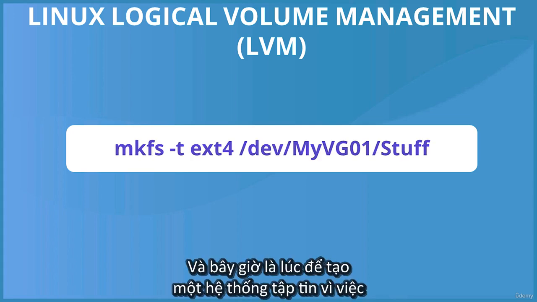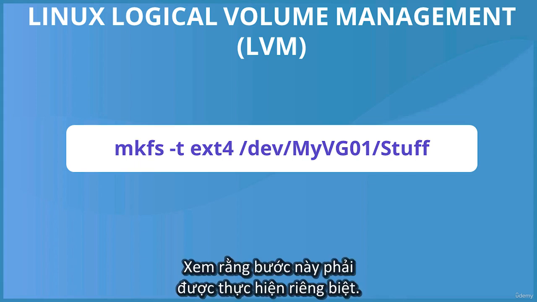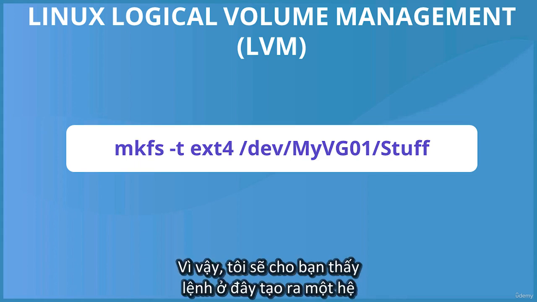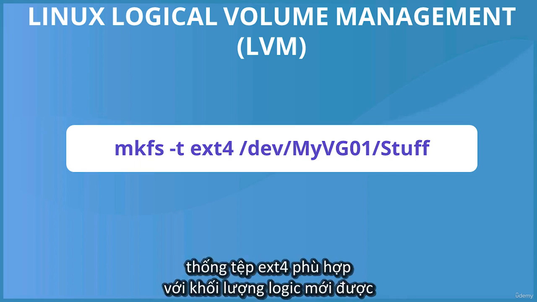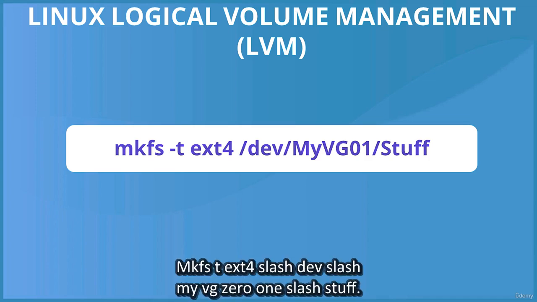And now it's time to create a file system, because creating the logical volume doesn't create a file system. That task has to be performed separately. I'll show you the command here that creates an ext4 file system that fits the newly created logical volume: mkfs -t ext4 /dev/myvg01/stuff.